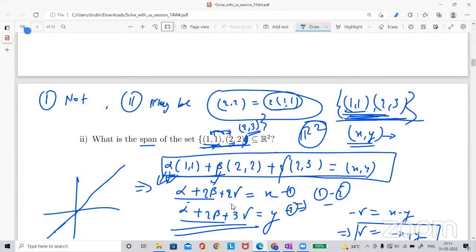Okay. When that set spans whole R2 and the spanning set contains linearly independent vectors, then that set is a basis. Otherwise, it will never be a basis. It can span, but we will not call it a basis. We can say that this is a spanning set, but not a minimal spanning set. Now the concept is minimal and maximal. Actually, this is not minimal.